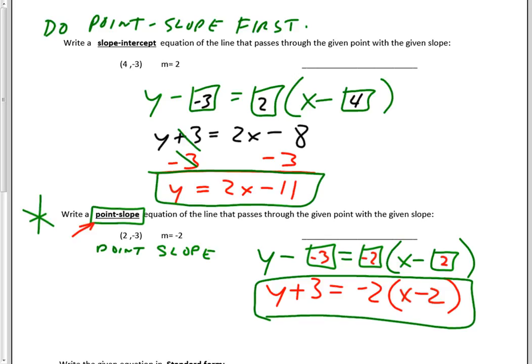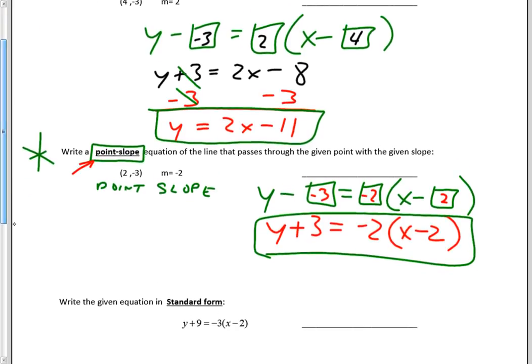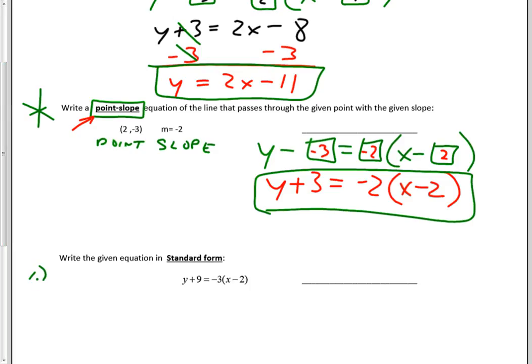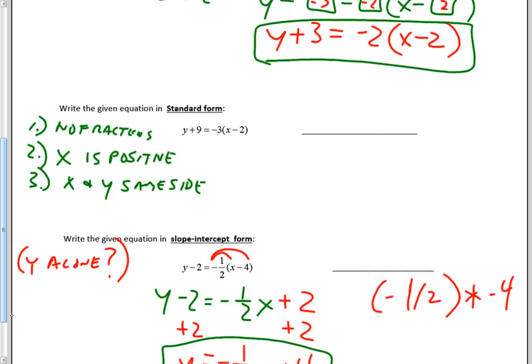What's the hardest problem to do? Which form? How's that hard? Standard is the most difficult just because there's more steps. I'm going to write the steps. No fractions. X is positive. X and Y, same side. Help me out. Last problem. Do we have any fractions here? Nope. Perfect.